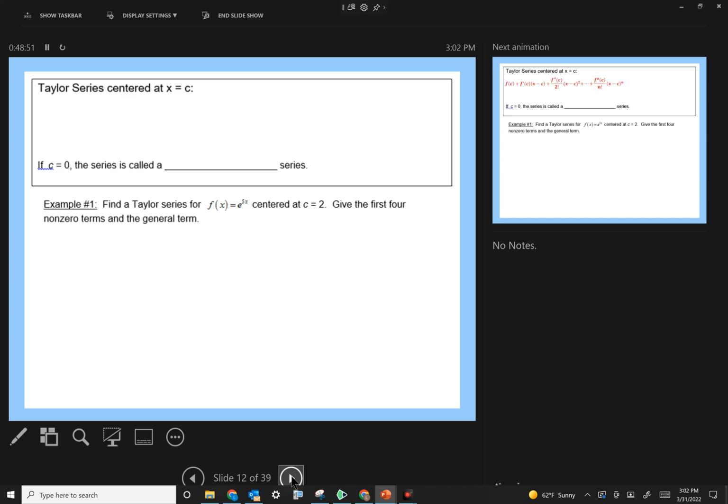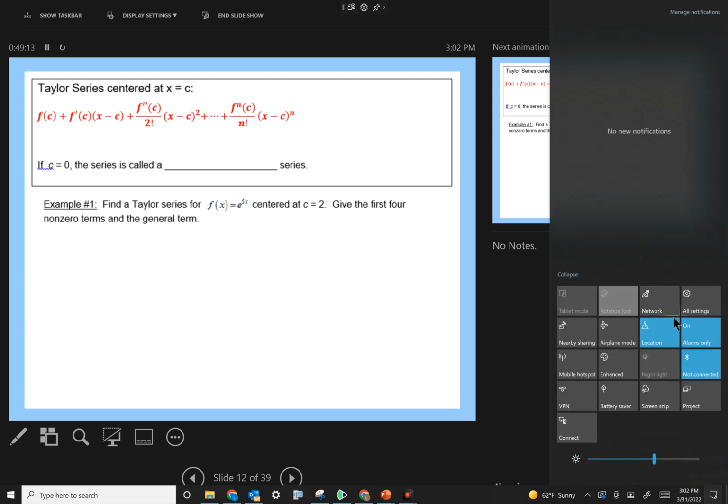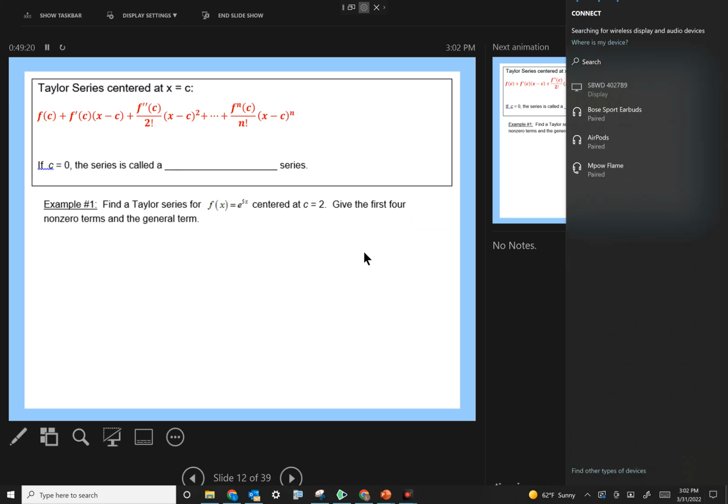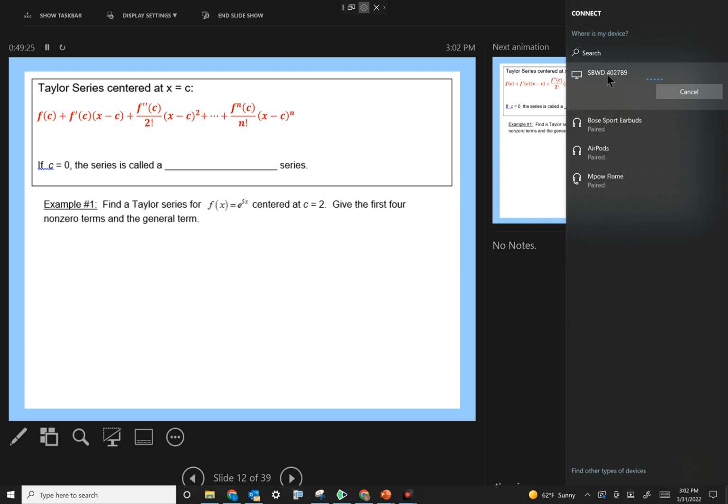So a Taylor series centered at x equals c, well, it's the exact same formula. You're doing the exact same thing. You're just going on forever, right? Can you remember the formula without looking back? f of c plus, see if you can remember without looking back. f of c plus f prime of c times x minus c.